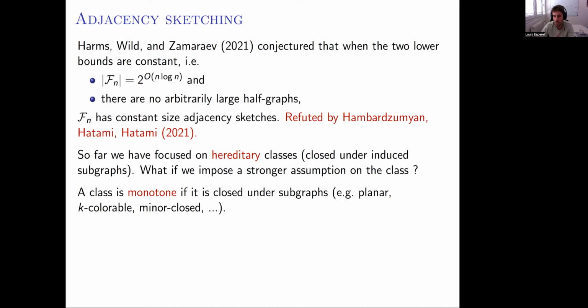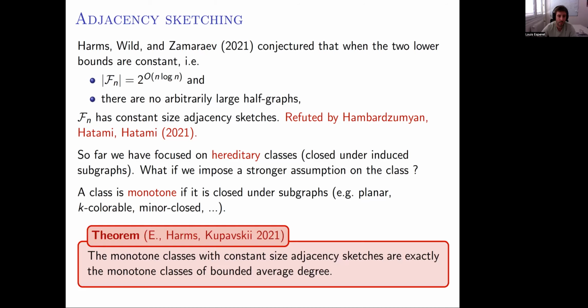But monotone is stronger, yet it still encompasses many interesting graph classes: planar graphs, any minor-closed class, k-colorable graphs. So if you can say something about monotone classes, it's still interesting. So what can we say about monotone classes that have constant size adjacency sketches? We've seen one, planar graphs, but are there others?